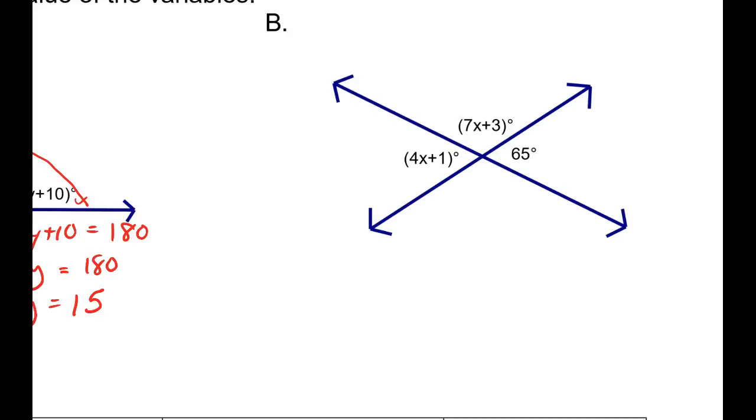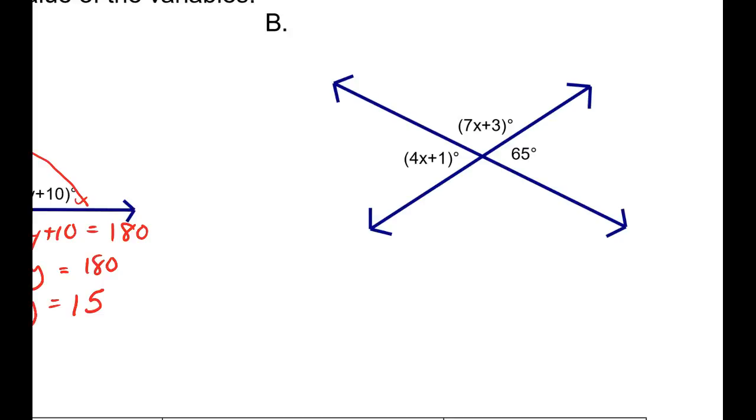All right, look at the next one. I still need to solve for the variable. Does anyone have an idea how I could do this? Jaden? Well, if they're, what are they called? Like if they're across from each other. Vertical angles? Yes, if they're vertical, that means 4x plus 1 is 65. All right, you're skipping to Tuesday's lesson. So I'm going to tell you that is a great way of doing it, just not today. Okay, well, what's another way?